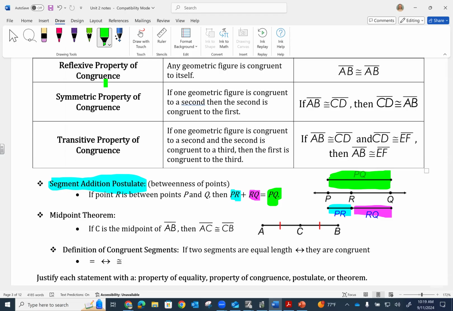Say that PR is 2 and RQ is 5, well, then their total distance is 7. We may not be talking about numbers, but segment addition is something we're going to be doing if we're trying to show that an overall segment is congruent to another overall segment. We may have to add up the parts.